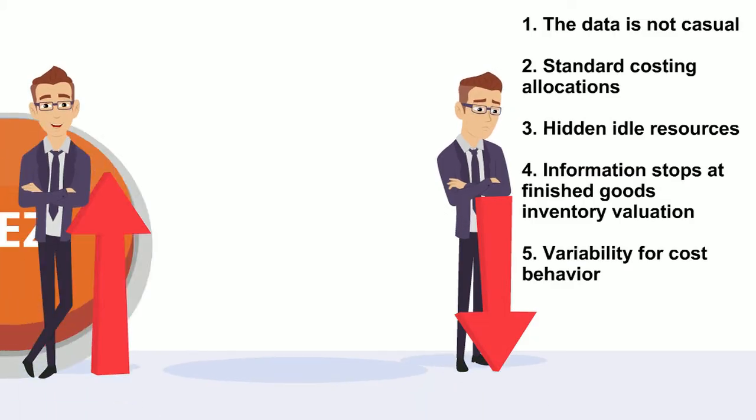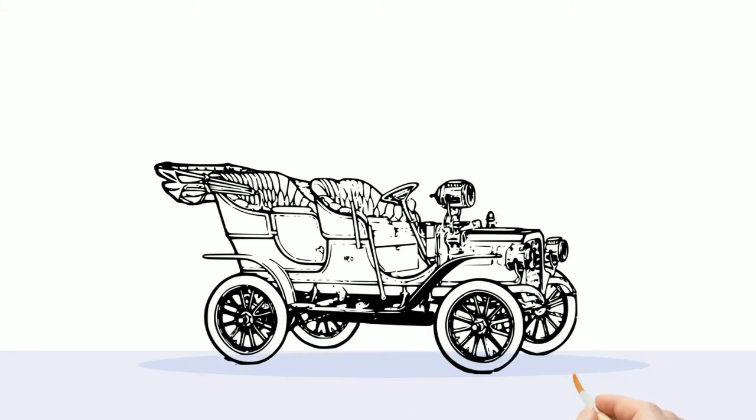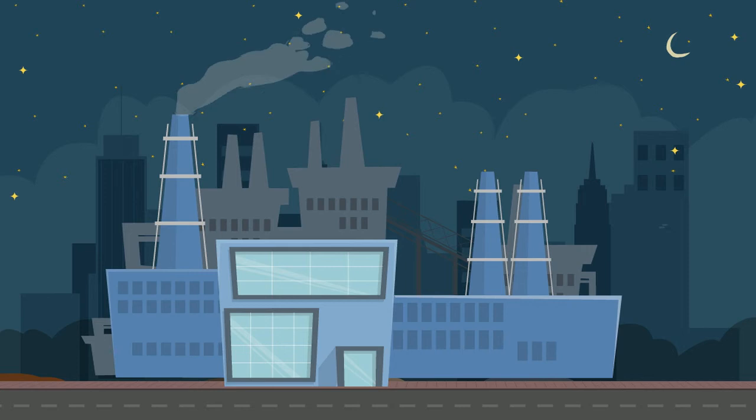Number 5. Variability for cost behavior. This works fine as long as you make only one product, for instance, Model T Fords. In the 21st century, products and services are customized. The product portfolios are a blend of technologies with more complex and less complex products. Products with different complexities consume variable factory overhead in different patterns and proportions. When it comes to cost behavior, the easy button has no clue about the actual marginal cost of a decision to change output.